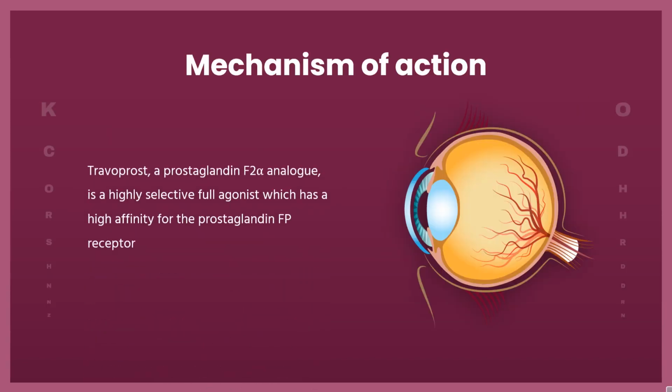Mechanism of action. Travoprost, a prostaglandin F2-alpha analog, is a highly selective full agonist which has a high affinity for the prostaglandin FP receptor, and facilitates reductions in intraocular pressure by increasing the outflow of aqueous humor via trabecular meshwork and uveoscleral pathways. Reduction of the intraocular pressure in man starts about 2 hours after administration and maximum effect is reached after 12 hours. Significant lowering of intraocular pressure can be maintained for periods exceeding 24 hours with a single dose.